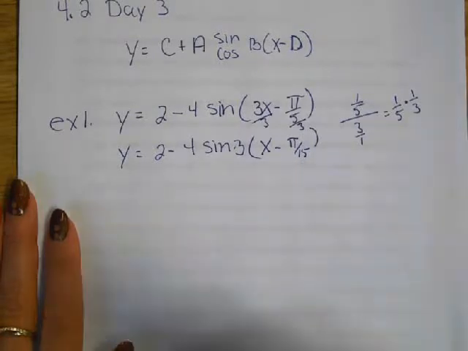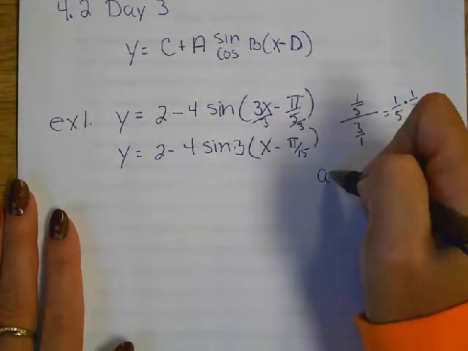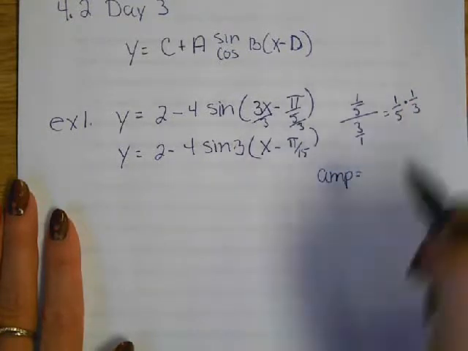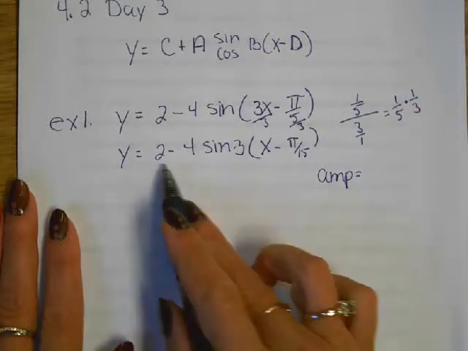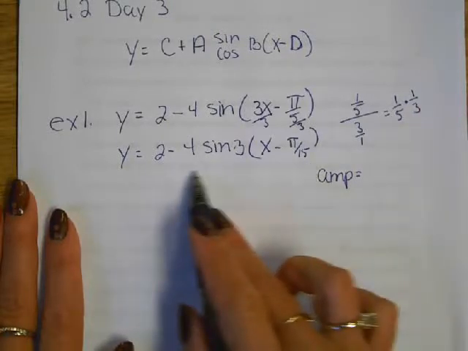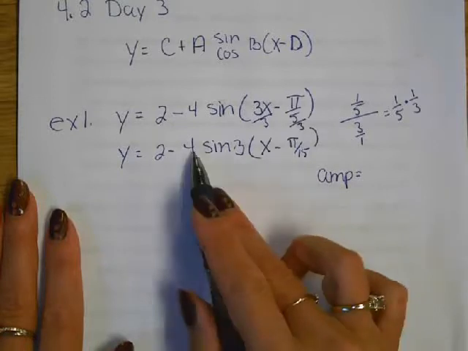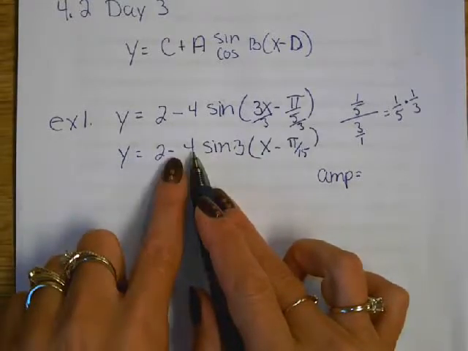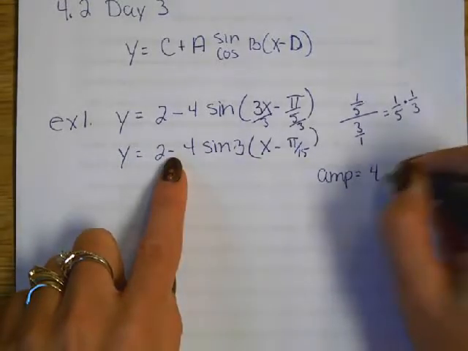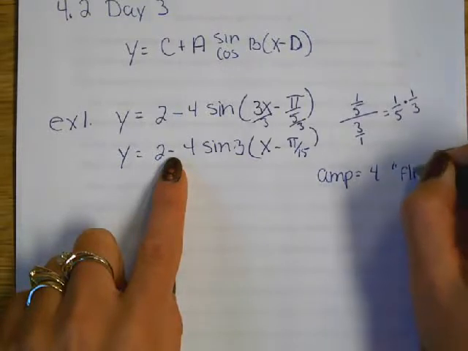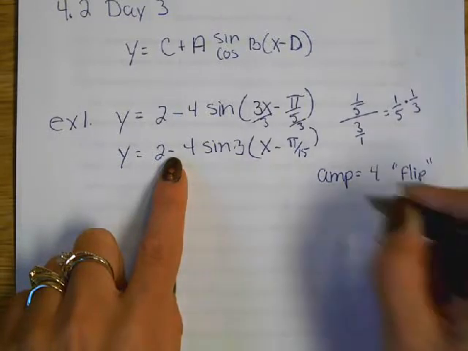Good there? Okay. Amplitude. Where do we grab the amplitude from? Where in this menagerie is our amplitude? The 4. And because you have a minus in front of it, it's going to be flipped over. So the snake is going to be flipped over.